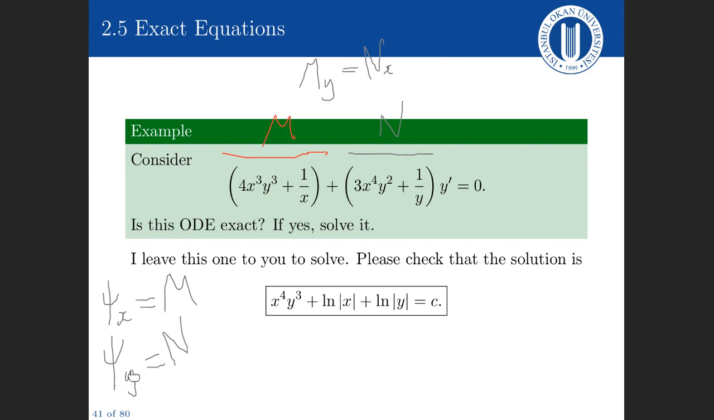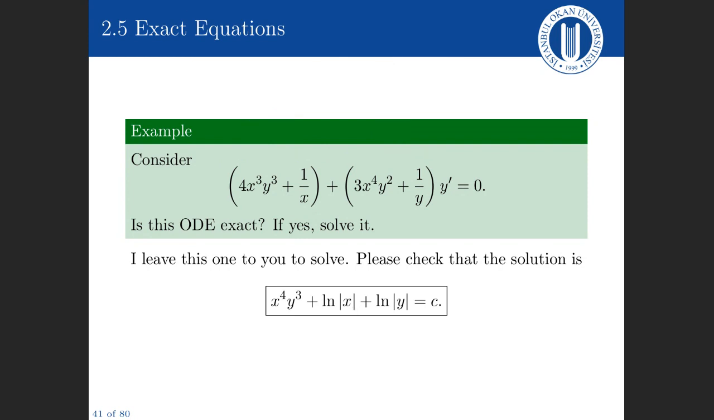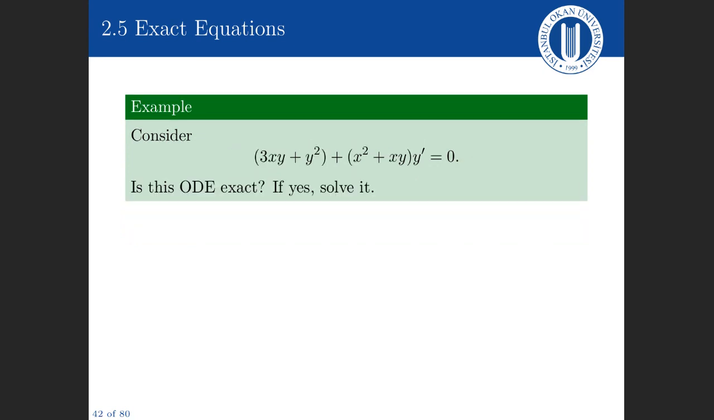After you've found the function h, you know psi, and after you know psi, you know the solution. I leave this for you to do as practice. Check that the solution to this equation you get is x^4 y^3 + ln|x| + ln|y| = c, some constant c. Next example.